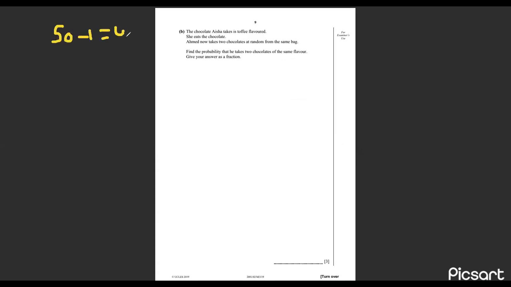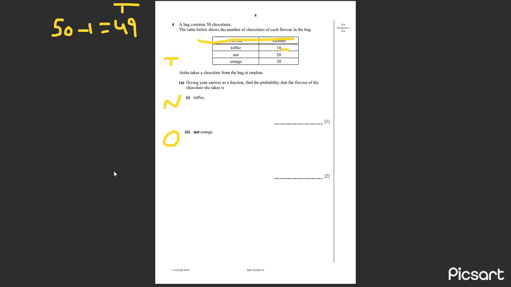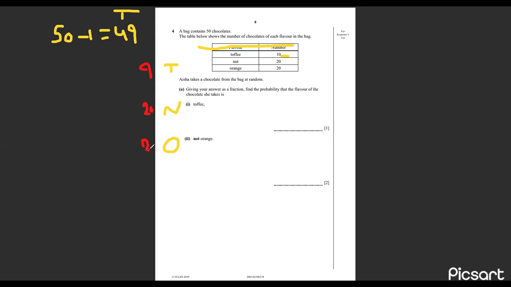Completing question number 4. Asia takes a toffee flavor chocolate and eats it, so we take away 1 from the 50, which means now we have a total of 49. Ahmed now takes 2 chocolates at random from the same bag. So remember that we have toffee, nuts, and orange flavors. Find the probability that he takes the same flavor for these 2 chocolates. For the first one, it will be from the toffee. Remember that we have 10, 20, 20, but now we are going to have 9 from the toffee only because you already took 1. So here we have 9, and here 20 and 20.